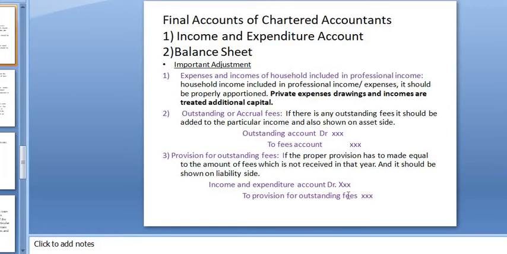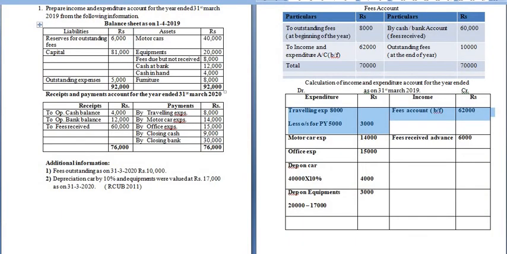It means, whatever provisions we made for the current year, if you have not received the outstanding fees, that is to be debit. Because of that, whatever provision we made for the outstanding fees is shown in the income and expenditure account. Provision for outstanding fees. How much is it? 10,000.